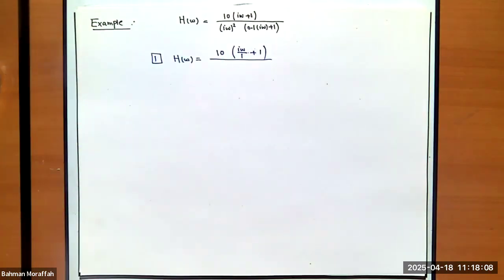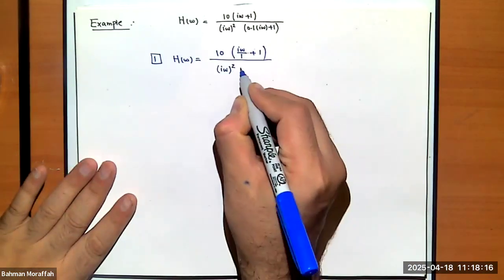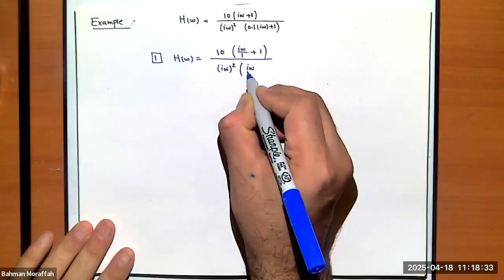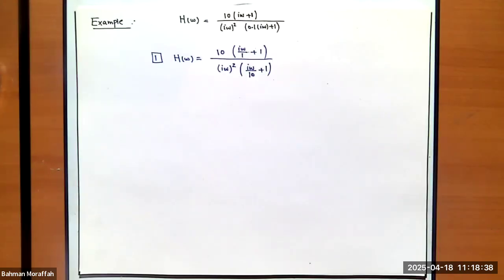This (i omega) squared, again, it's written in terms of what I'm familiar with. So it's (i omega) squared. This last term, I have to write it in terms of i omega divided by p1 plus 1. It is easy to do because 0.1 is 1 over 10, right? So I can write this as i omega over 10 plus 1.